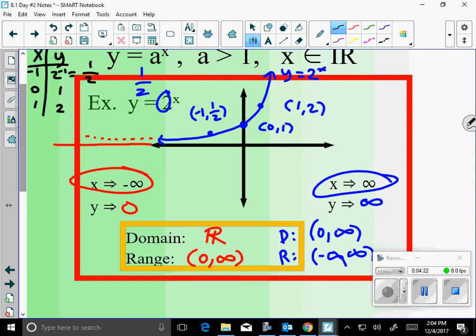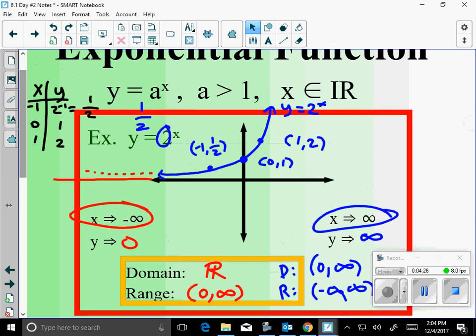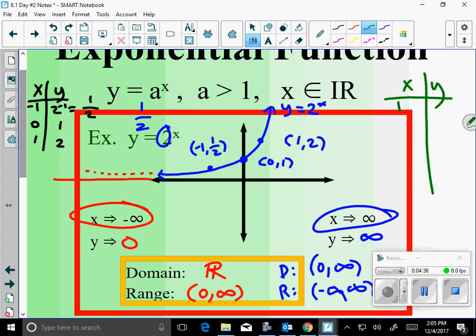So what is the other thing that we know about inverses and their points? Take these and do what with them? I'm going to flip them. So instead of -1, 1/2, I'm going to have 1/2, -1. And instead of 0, 1, I'm going to have 1, 0. And instead of 1, 2, I'm going to have 2, 1. Let's sketch this and see what it looks like.